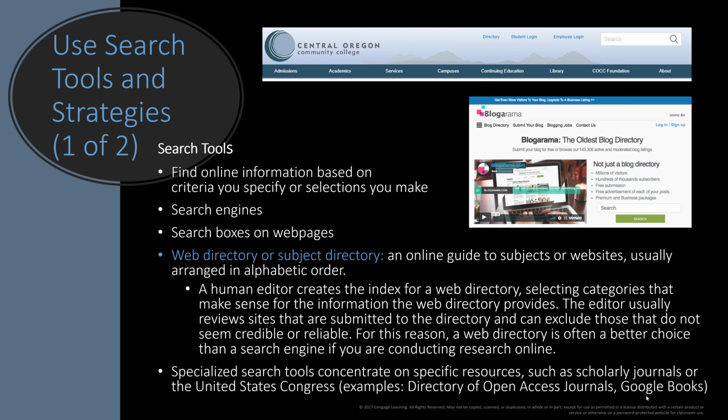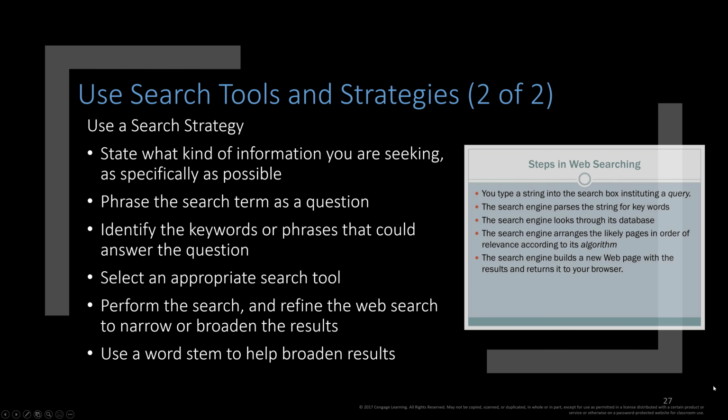Specialized search tools concentrate on specific resources. Again, blogs, videos, audio files, you name it, that we can look at. So examples of search tools on specific resources: the Directory of Open Access Journals, or Google Books, is an example. There we go.